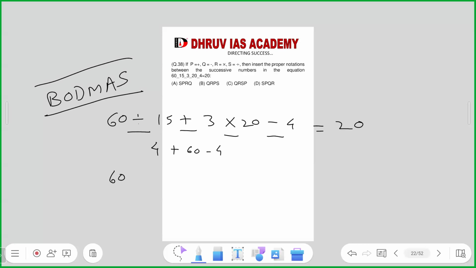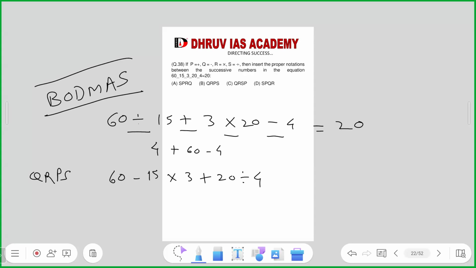So 60, Q means minus, R is into, 5 into 3, then P means plus, 20, and S is division. See, we are now trying the second option, QRPS. Okay, now again you have to use this BODMAS rule.